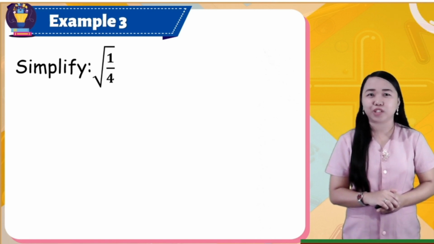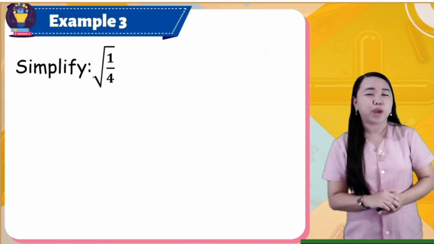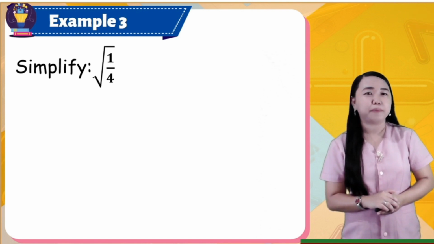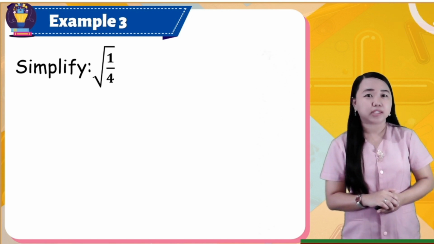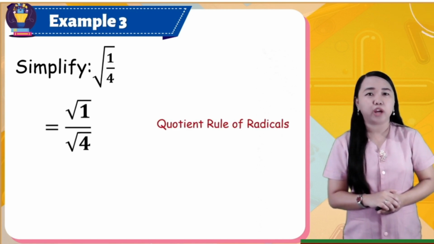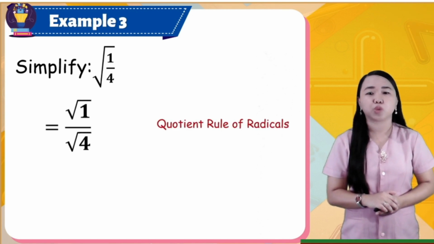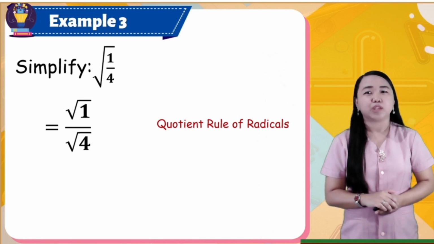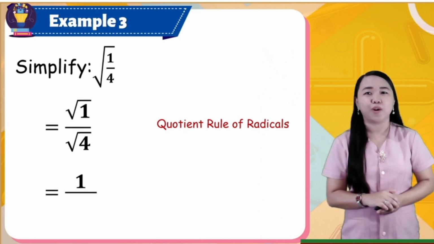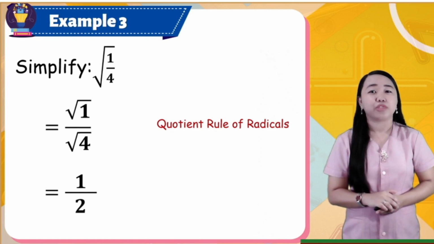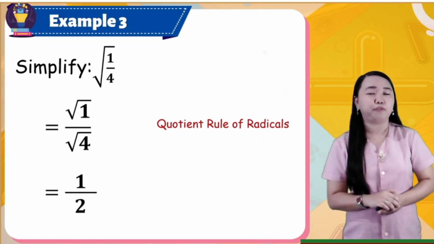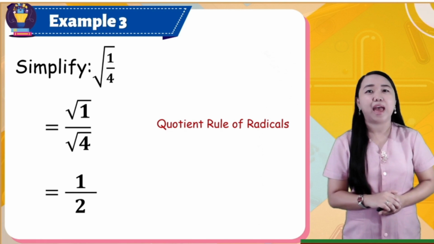Applying the converse of the quotient rule, express the numerator and denominator as the quotient of two radicals. Hence, it will become square root of 1 over square root of 4. Square root of 1 is 1 and square root of 4 is 2. Therefore, the simplified form is 1/2.